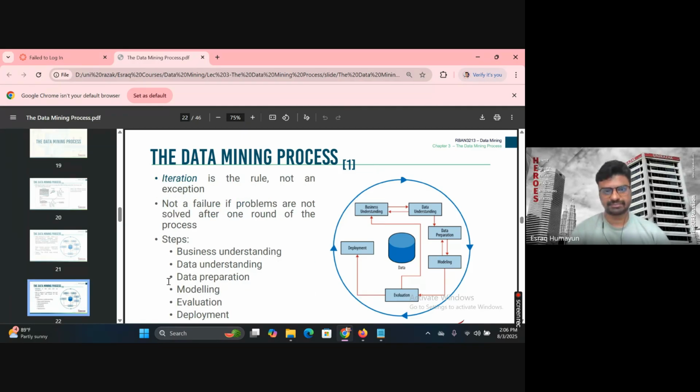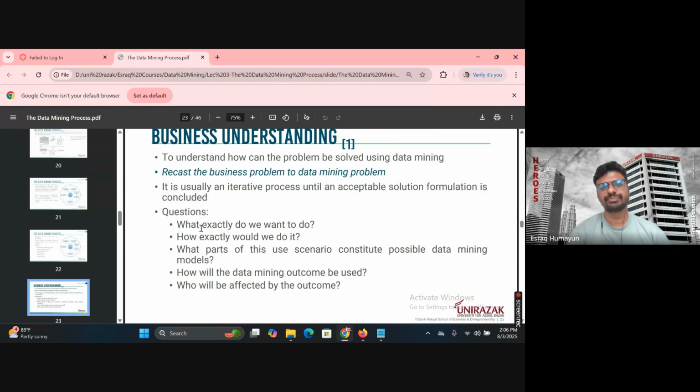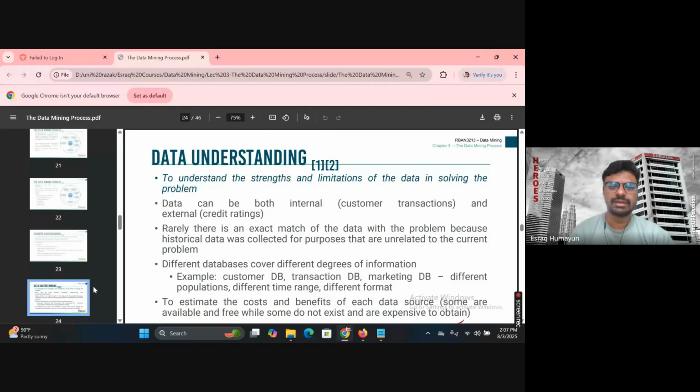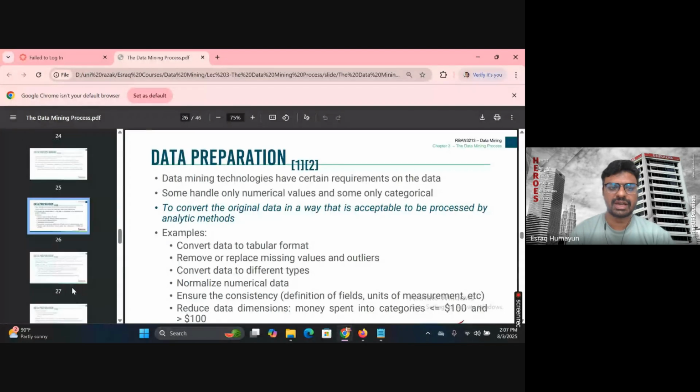Look, they have shown it in the steps we have gone through already. So what is business understanding? What are they trying to understand? How can the problem be solved using data mining? It is usually an iterative process until an acceptable solution is concluded. What exactly to do, we have already discussed with the example. Data understanding also we have gone through with the example.